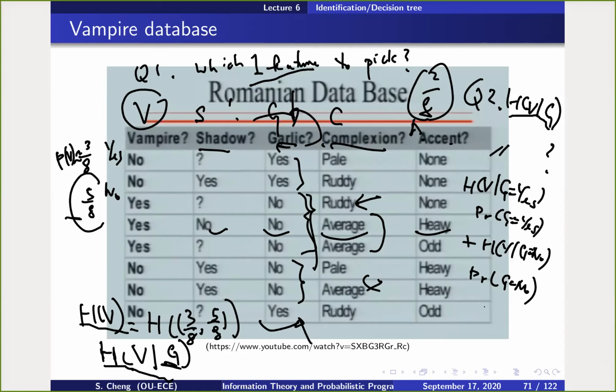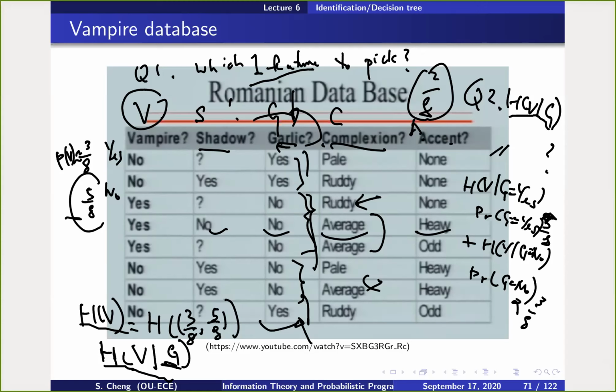So first of all, this is pretty simple here. I can approximate the probability of garlic is no from the data itself as 3/8, and garlic is yes as 5/8, right? Now, knowing that garlic is yes, that is among this group here, so it's this 3 here.